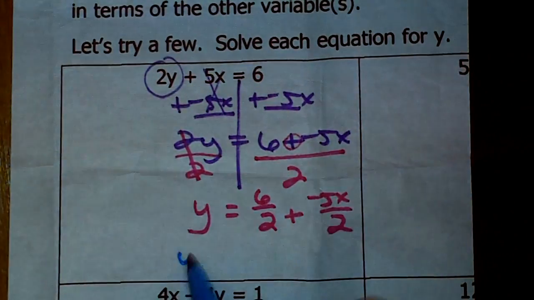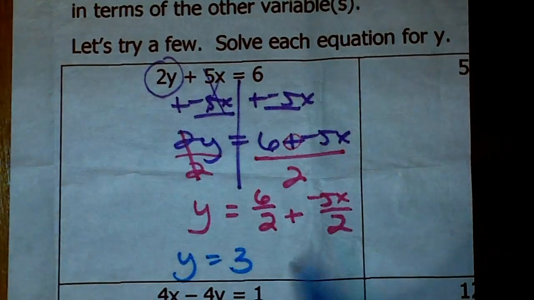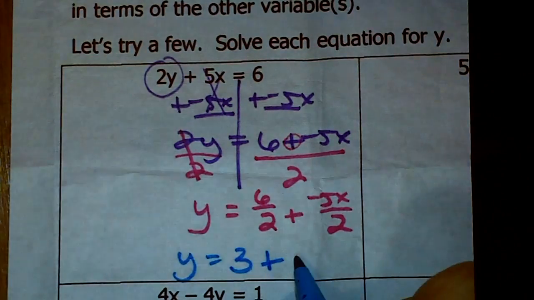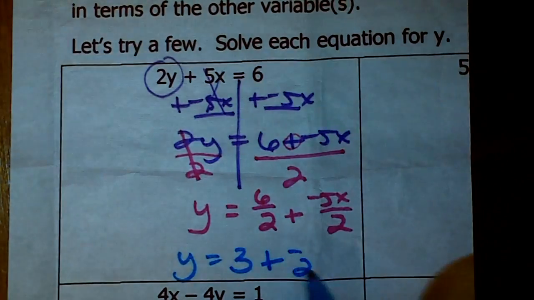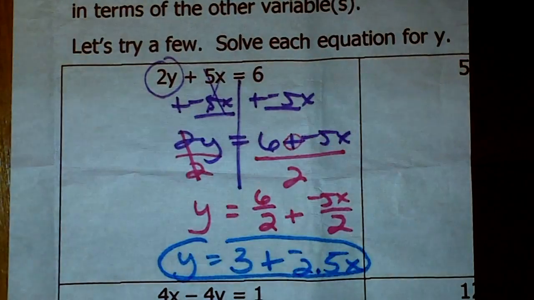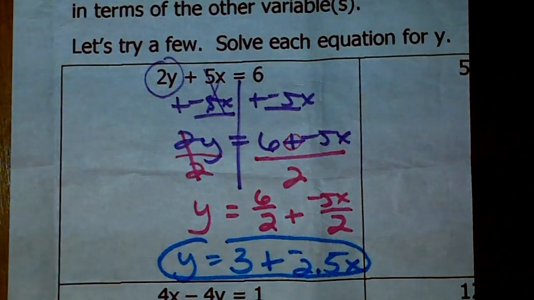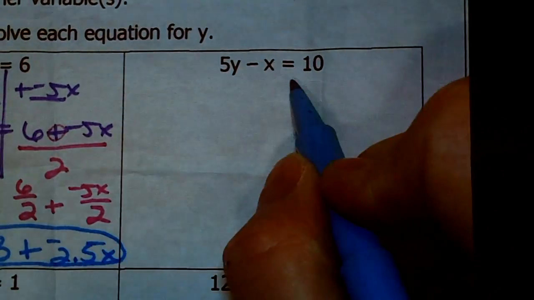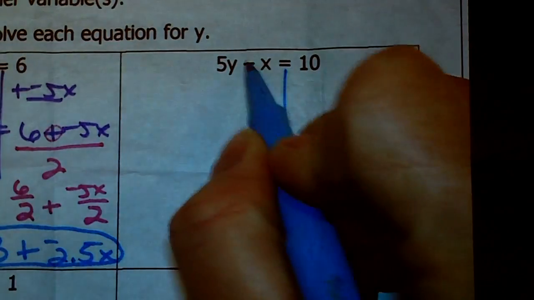So y will be equal to, 6 divided by 2 is 3, plus negative 5 halves is, of course, equal to negative 2.5x. If you wrote minus 2.5x, yay, that's just fine. It's the same thing. Okay, let's try a few more. These are kind of tricky. So next one, again, I am solving for y. I'm going to add the opposite here.